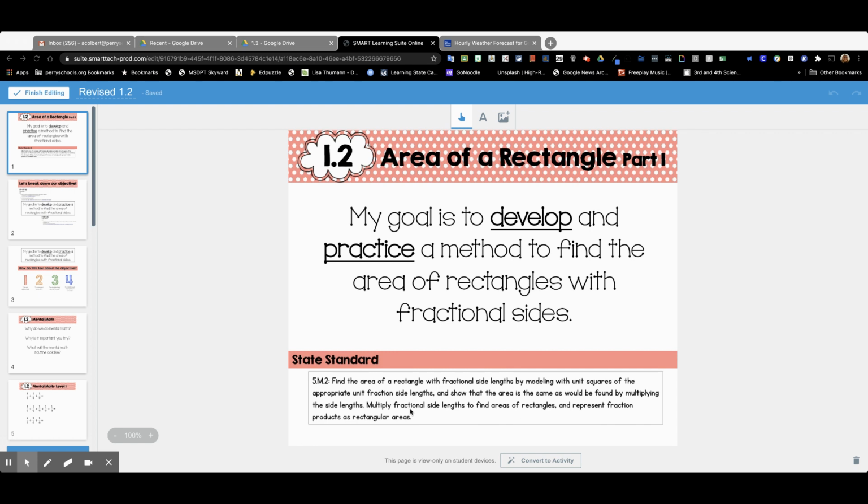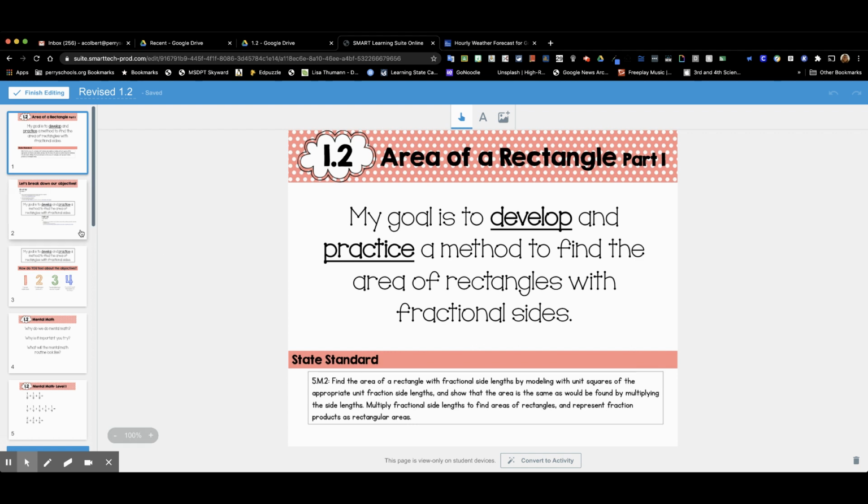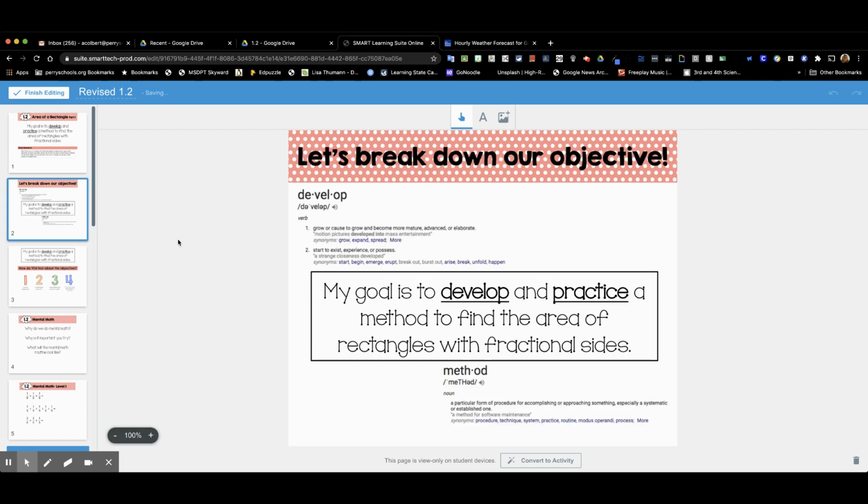We aren't going to focus on the fractional side yet of the standard. We are just going to focus on finding the area of a rectangle. And hopefully this is a little bit of a review for you. But let's break down our objective.